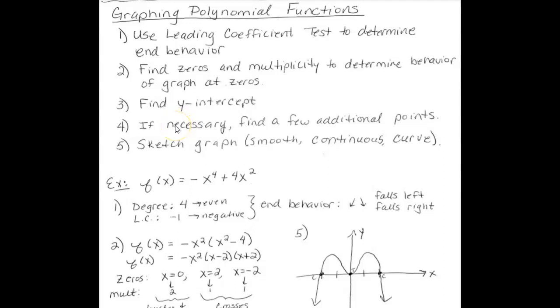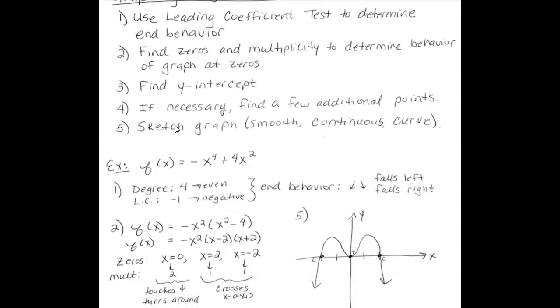Step 4, if necessary, find a few additional points. That's not always necessary, but you can always plot a few extra points if you feel you need them. And then sketch the graph using a smooth continuous curve.